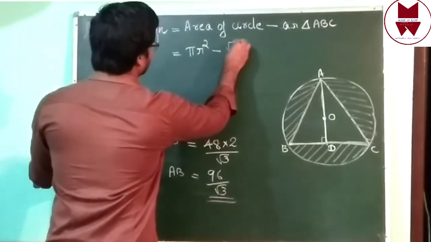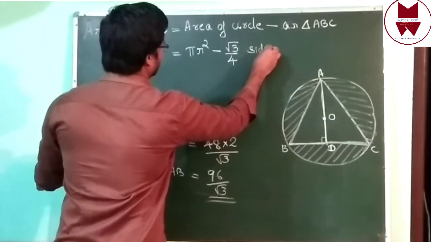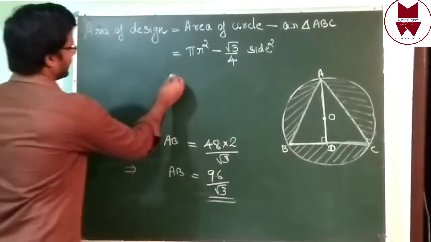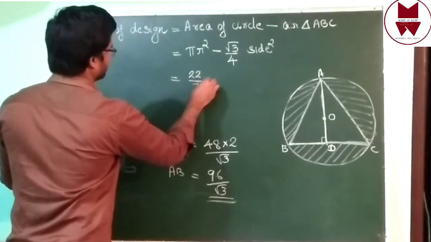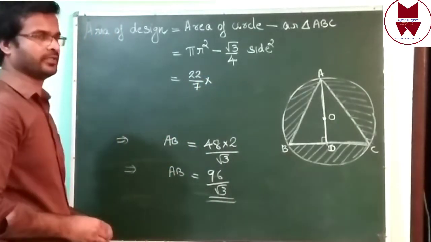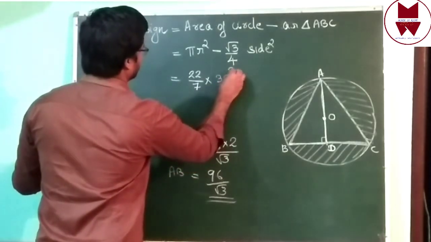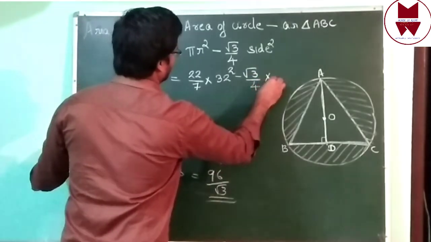That is root 3 by 4 side square. Then pi, 22 by 7, into radius. Radius is already given in the question, that is 32. So, 32 square minus root 3 by 4 into side square.